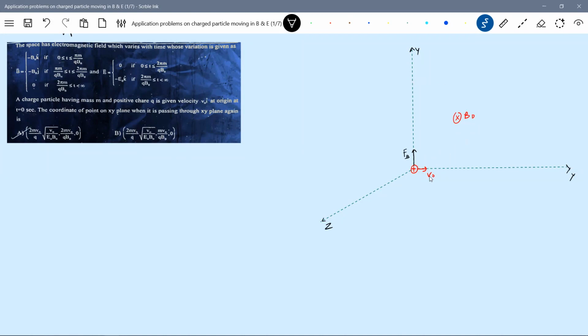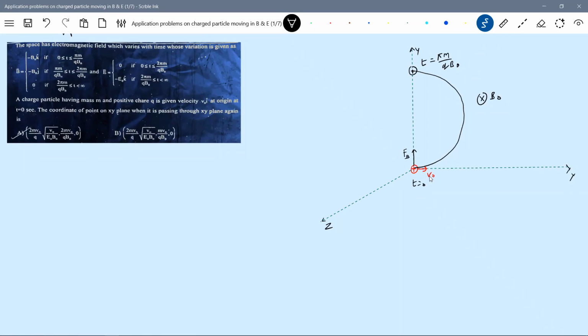It should be a perfect semicircle. So it will be here. This is the B bar. At t equals 0, it was here. After what time will it be here? Pi m by q B naught. We know the time taken to complete one revolution in a magnetic field is 2 pi m by q B naught.